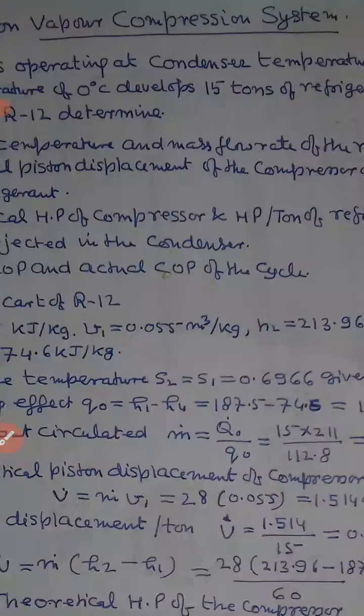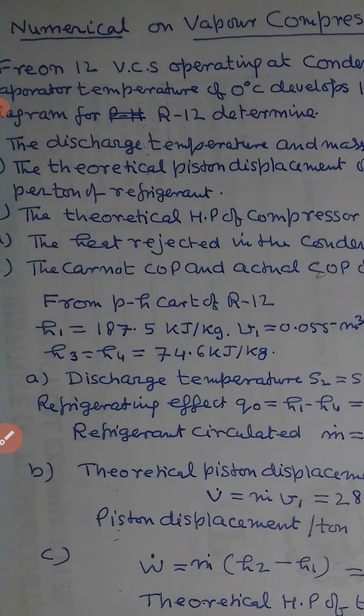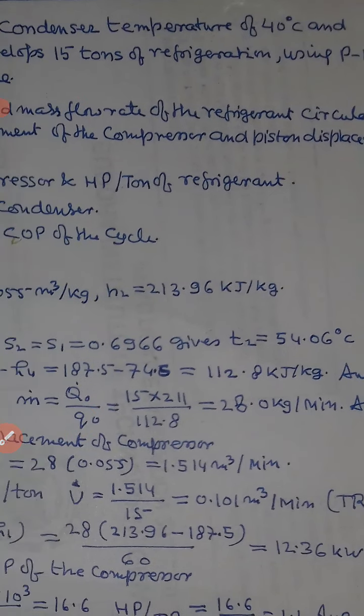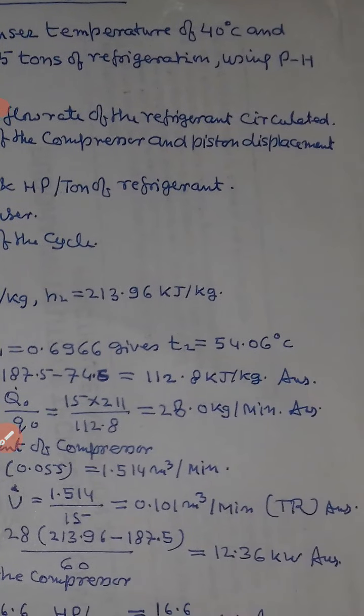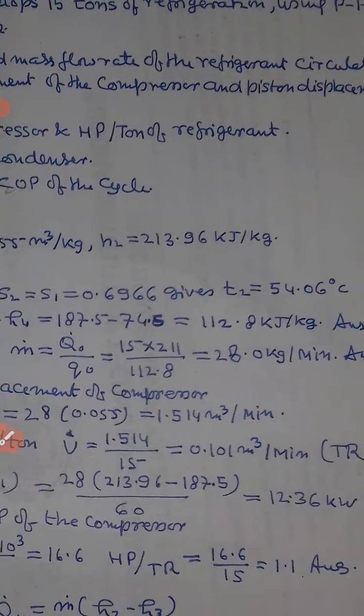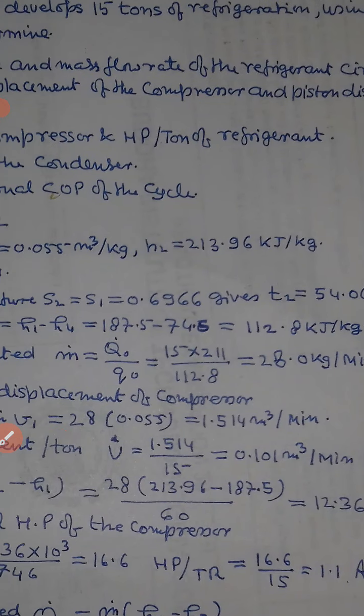So in that way all the 5 things have been calculated. Firstly, it was asking for the discharge temperature and mass flow rate of the refrigerant circulated, which has come out to be 54.06, and mass flow rate was 28.0 kg per minute.